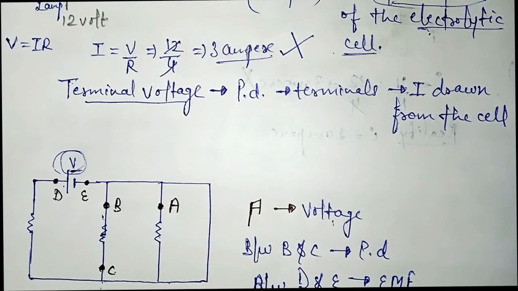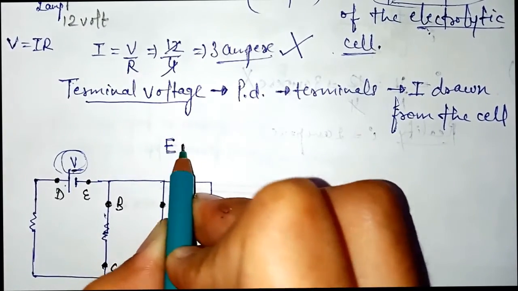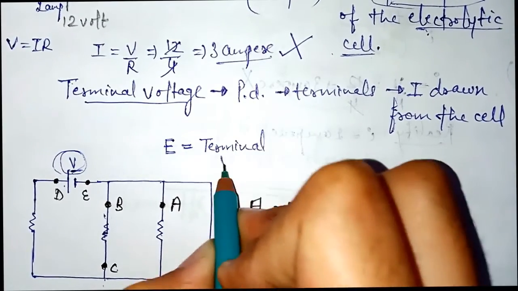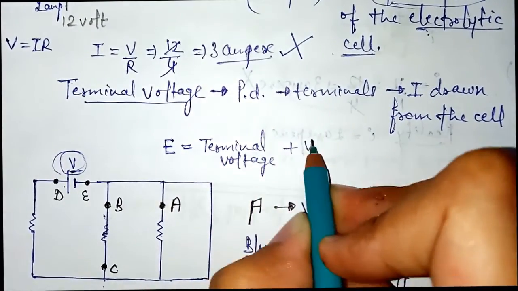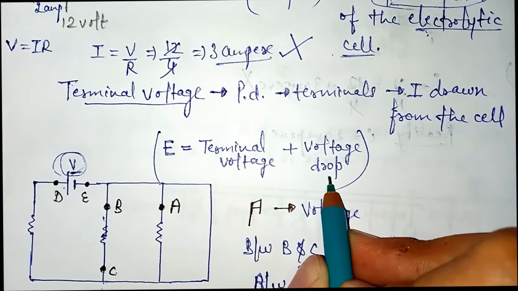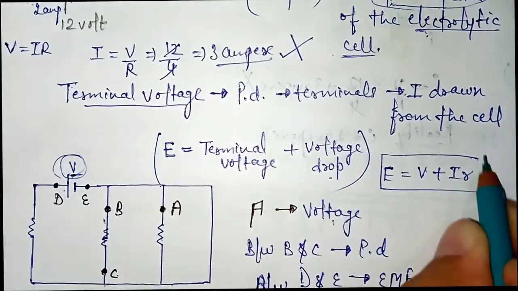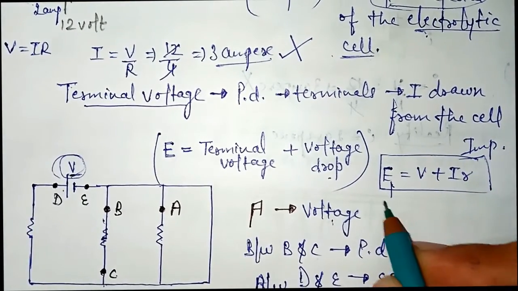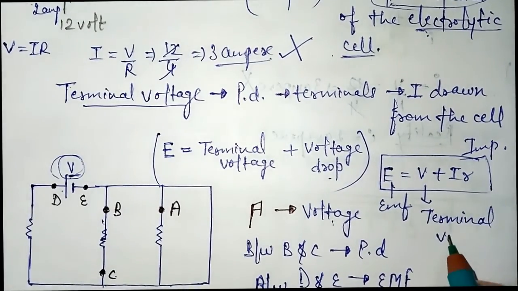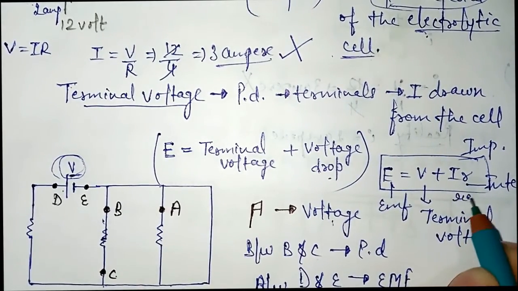Okay. Now here I told you a little bit of a point. EMF is equal to terminal voltage plus voltage ड्रॉप. वोल्टेज ड्रॉप जो इंटरनल रेसिस्टेंस के कारण आया है. ठीक है. Thus E is equal to V plus Ir. It is important. Here E is EMF, V is terminal voltage, I is current, and r is internal resistance.